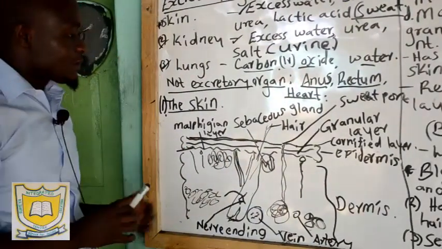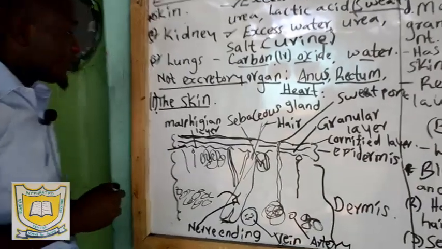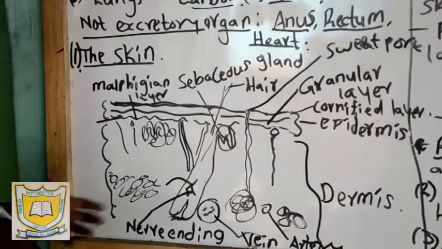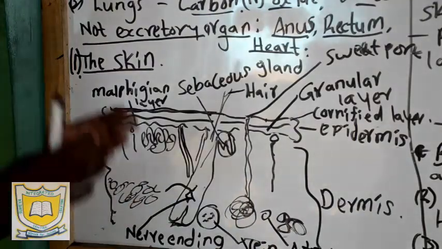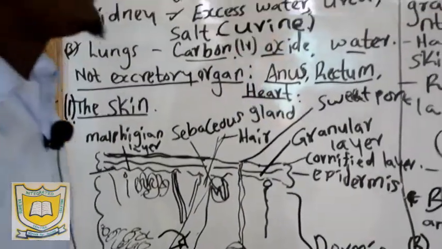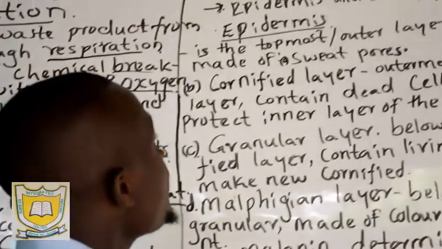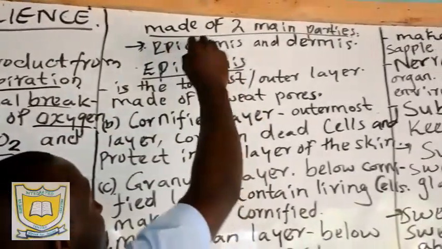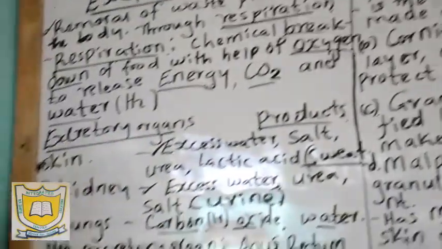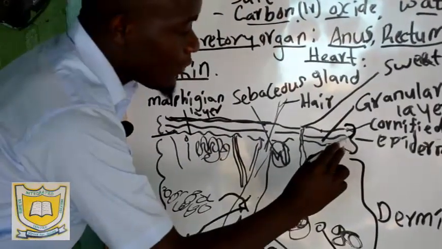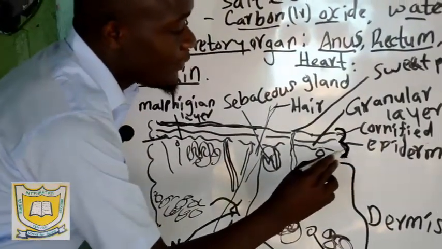This is the skin, a rough drawing of the skin. I decided to draw a rough part of the skin so that you can understand what we are going to talk about here. Now the skin is made up of two main layers, or two main parts. The two main parts of the skin are the epidermis and the dermis. The epidermis is the outer or upper layer of the skin.